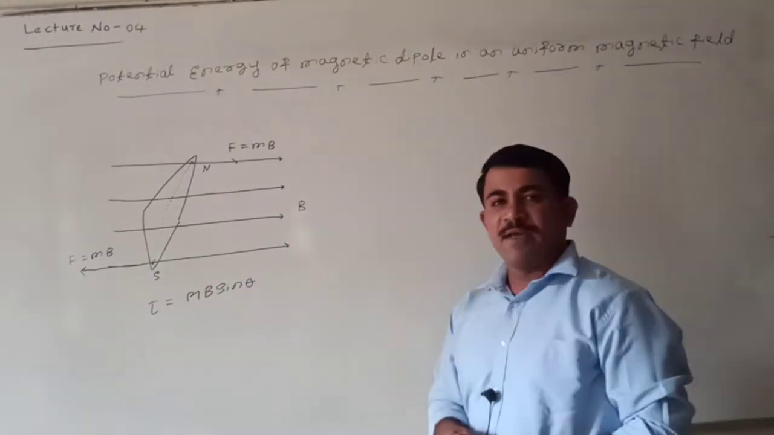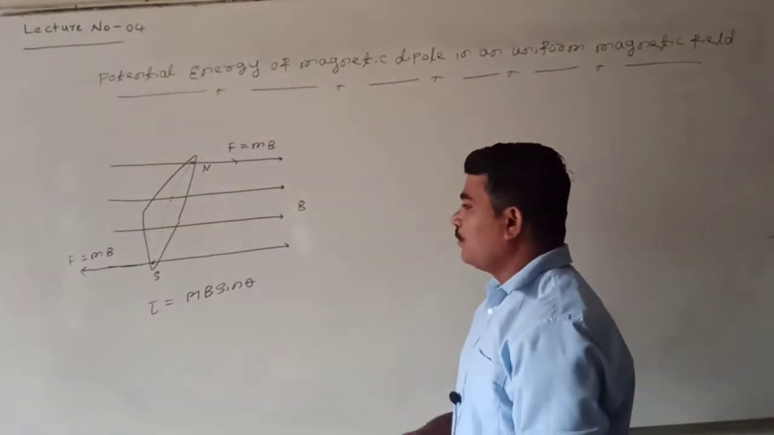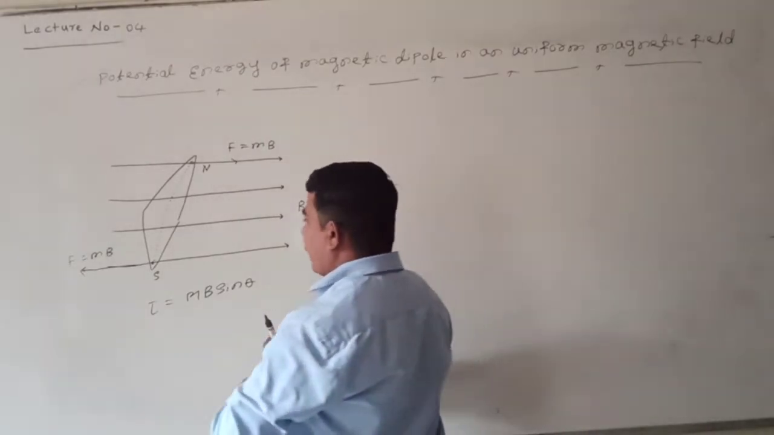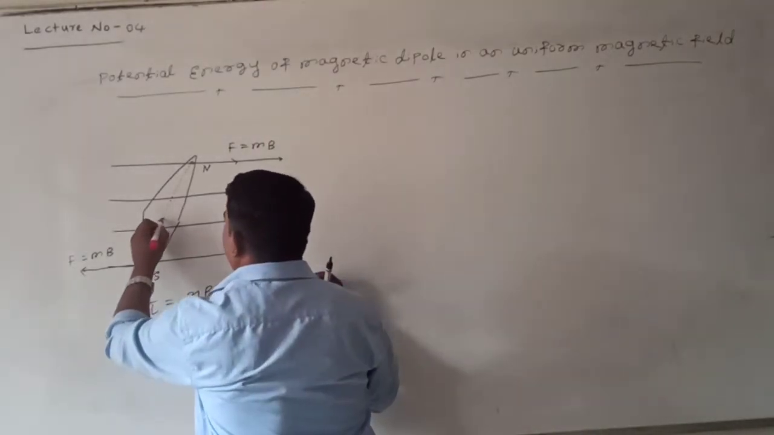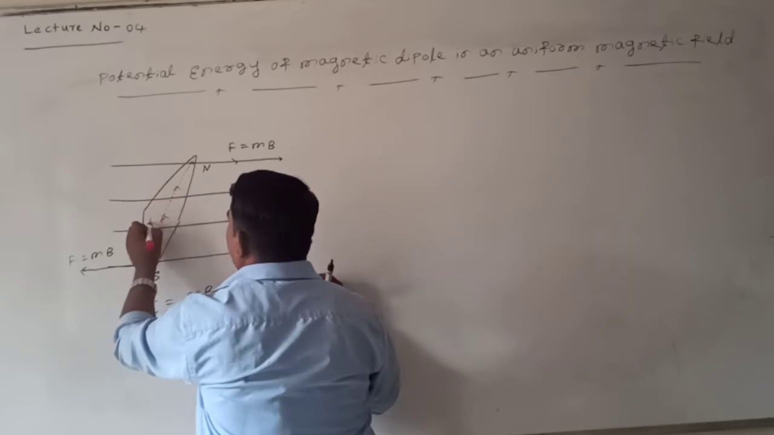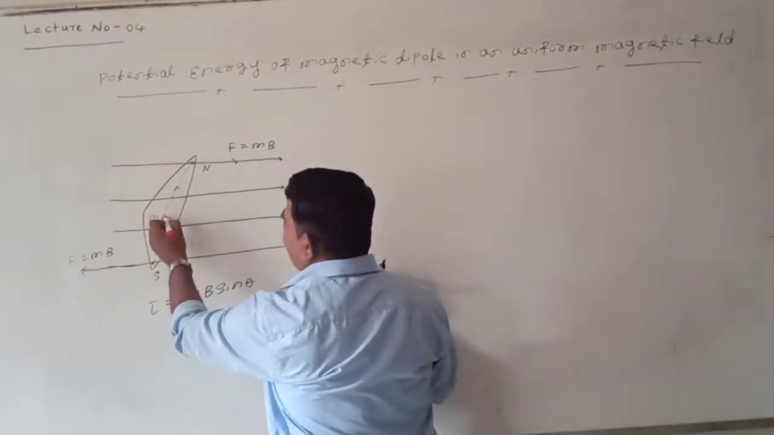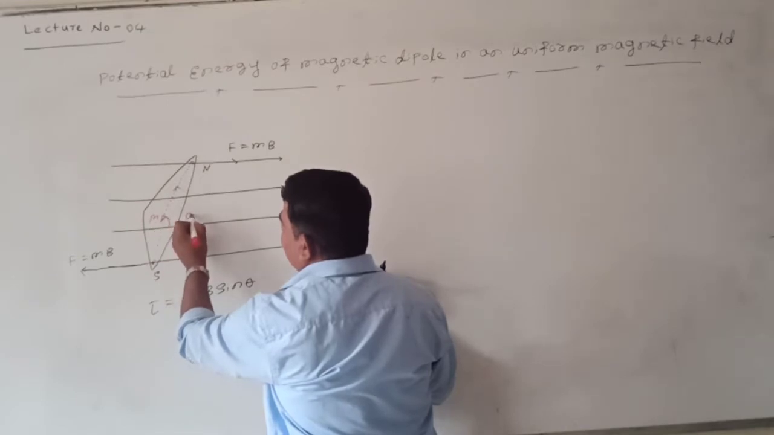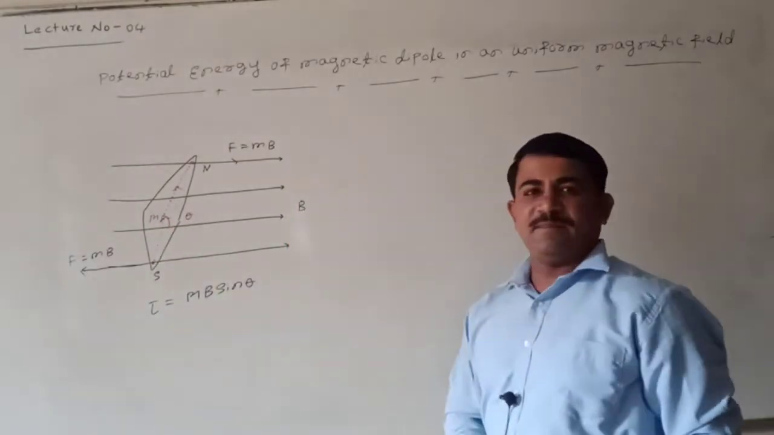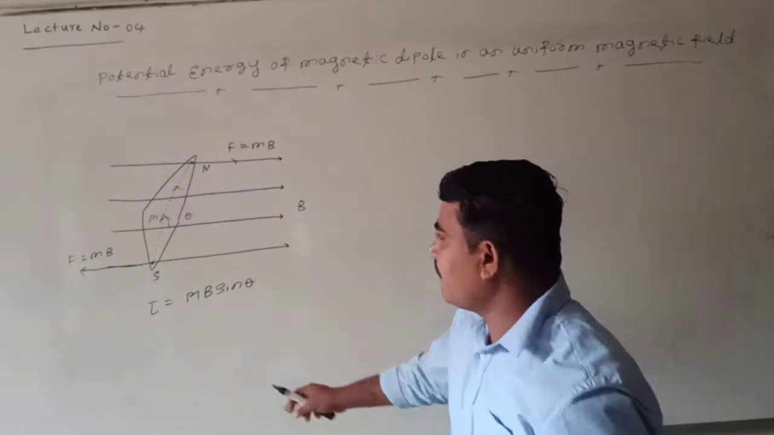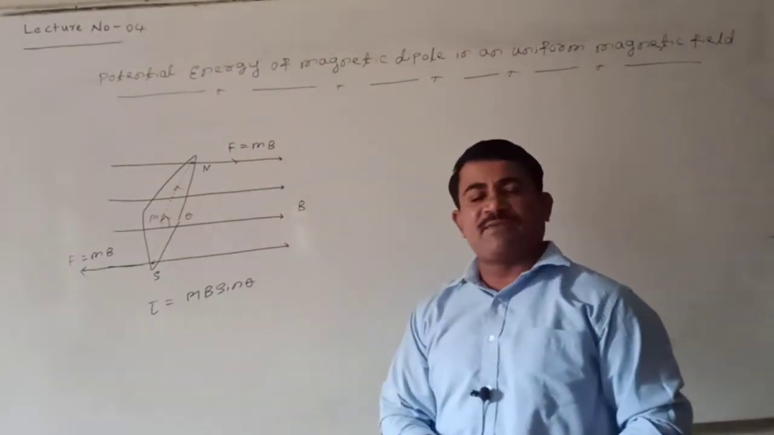What is M actually? M is nothing but the magnetic dipole moment, which is directed from the south pole to the north pole. I will take this as capital M. And what is theta? Theta is the angle made by the magnetic field with the dipole moment. What is B then? B is nothing but the strength of the magnetic field.